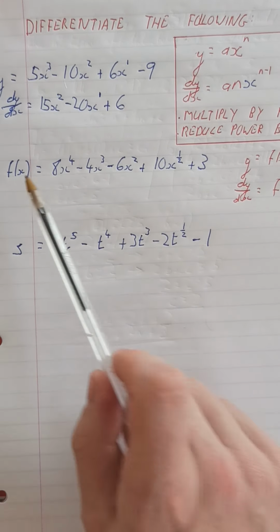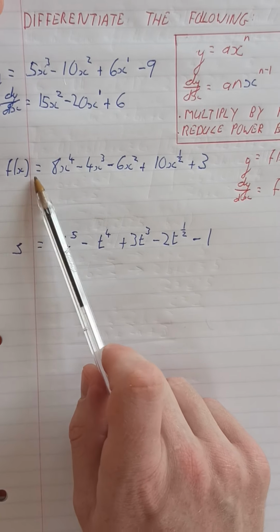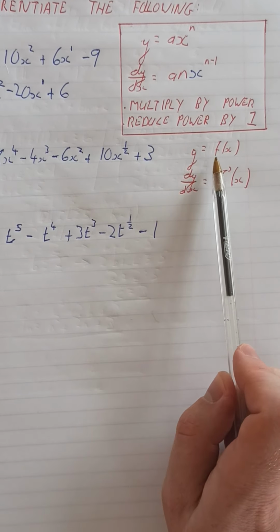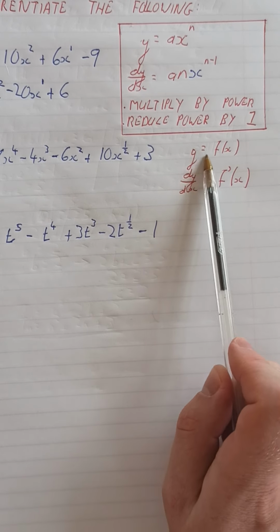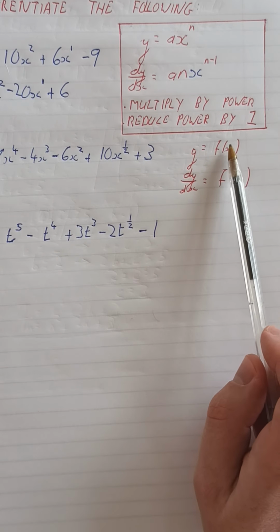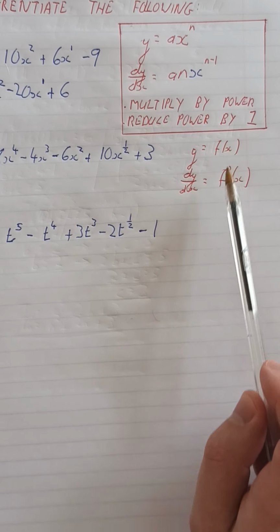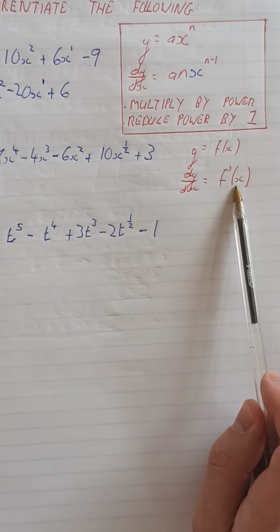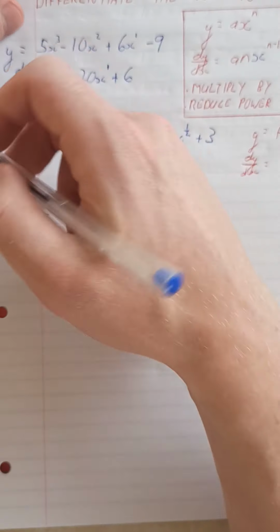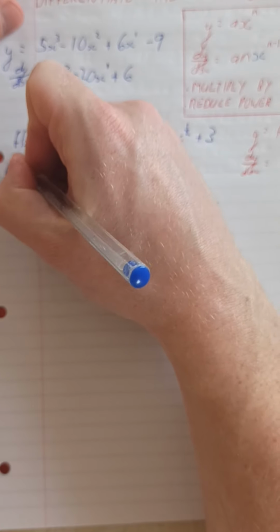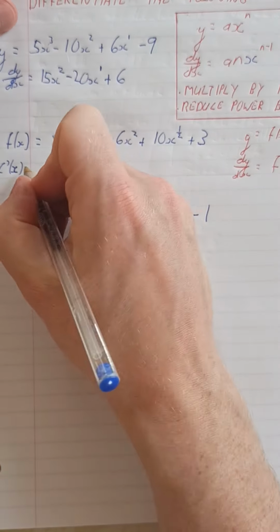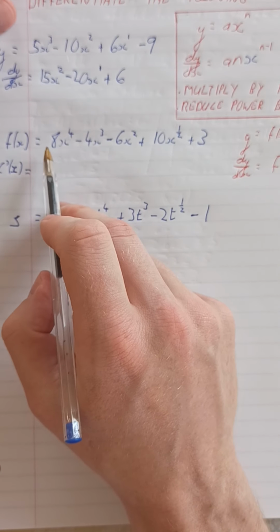Now, the next one here, it's f of x equals. So, you need to remember that y and f of x is the same thing. If you differentiate y, you get dy dx. If you differentiate f of x, you get f dashed of x. So here, I'm not going to write dy dx, I'll write f dashed of x. Now, exact same method. Multiply by the power, reduce the power by 1.